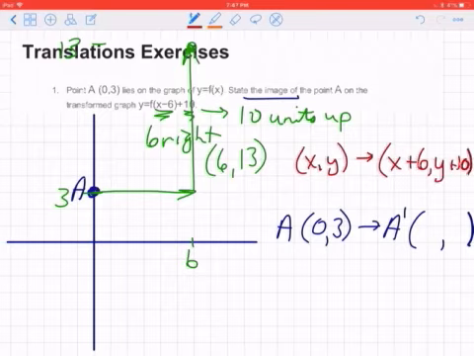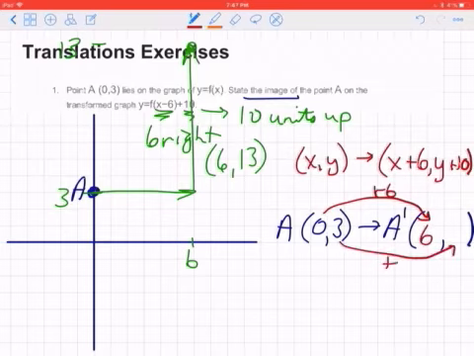And that way we can take the 0, add 6 to it and get 6. The 3, we add 10 to it and we get 13. And that's basically how mapping points works. It's going to make our lives a lot easier when we start getting into transformations in terms of stretches and reflections and things like that. Okay, so hopefully that makes some sense to you.